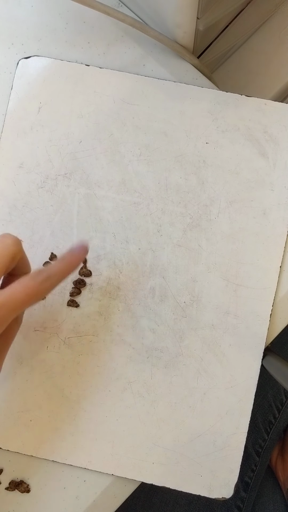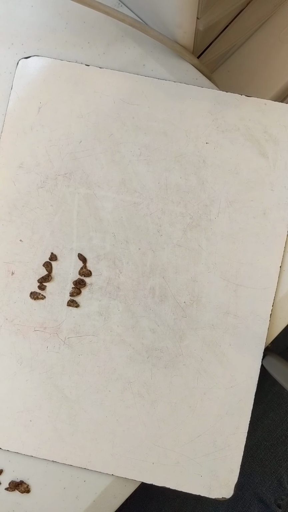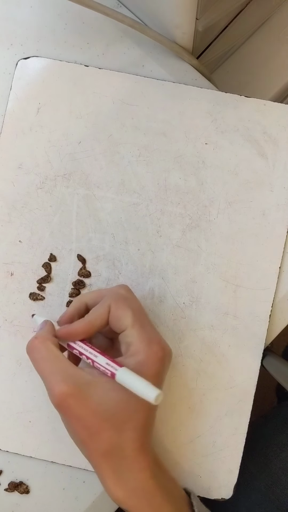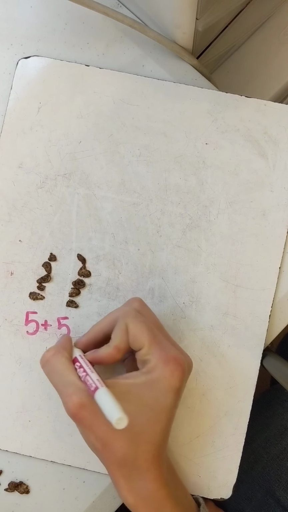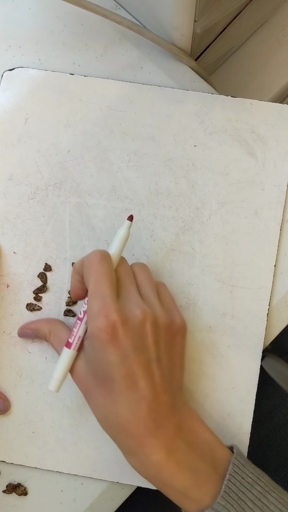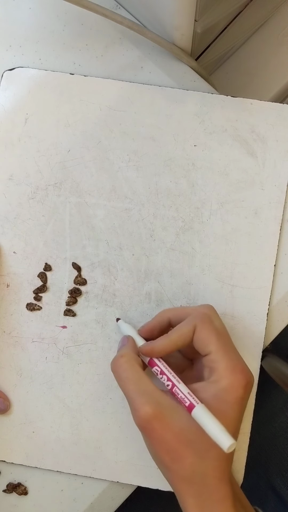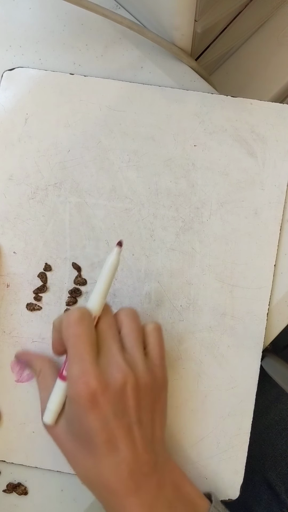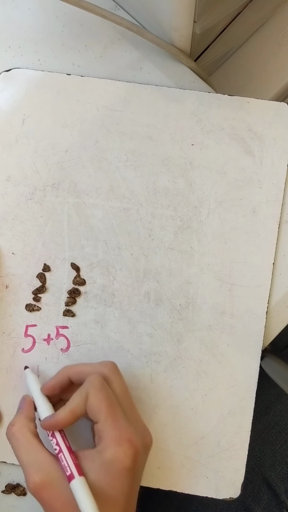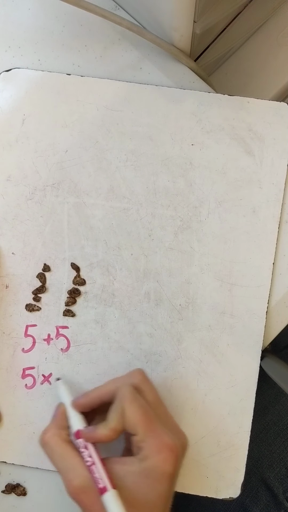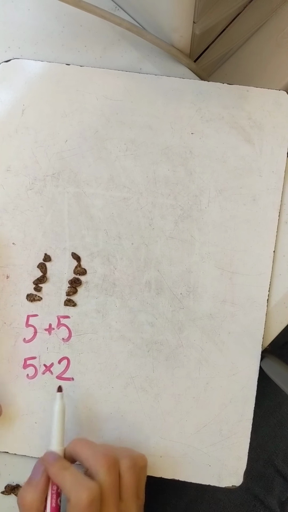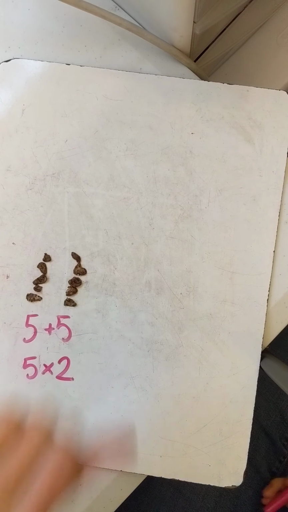So when I see these 2 groups of 5, I could write my equation, and that could be 5 plus 5. Let's rewrite that addition, 5 plus 5. But I could also say that I'm adding up 5 how many times? 1, 2. 2 times. So that would be my multiplication equation to go with these equal groups.